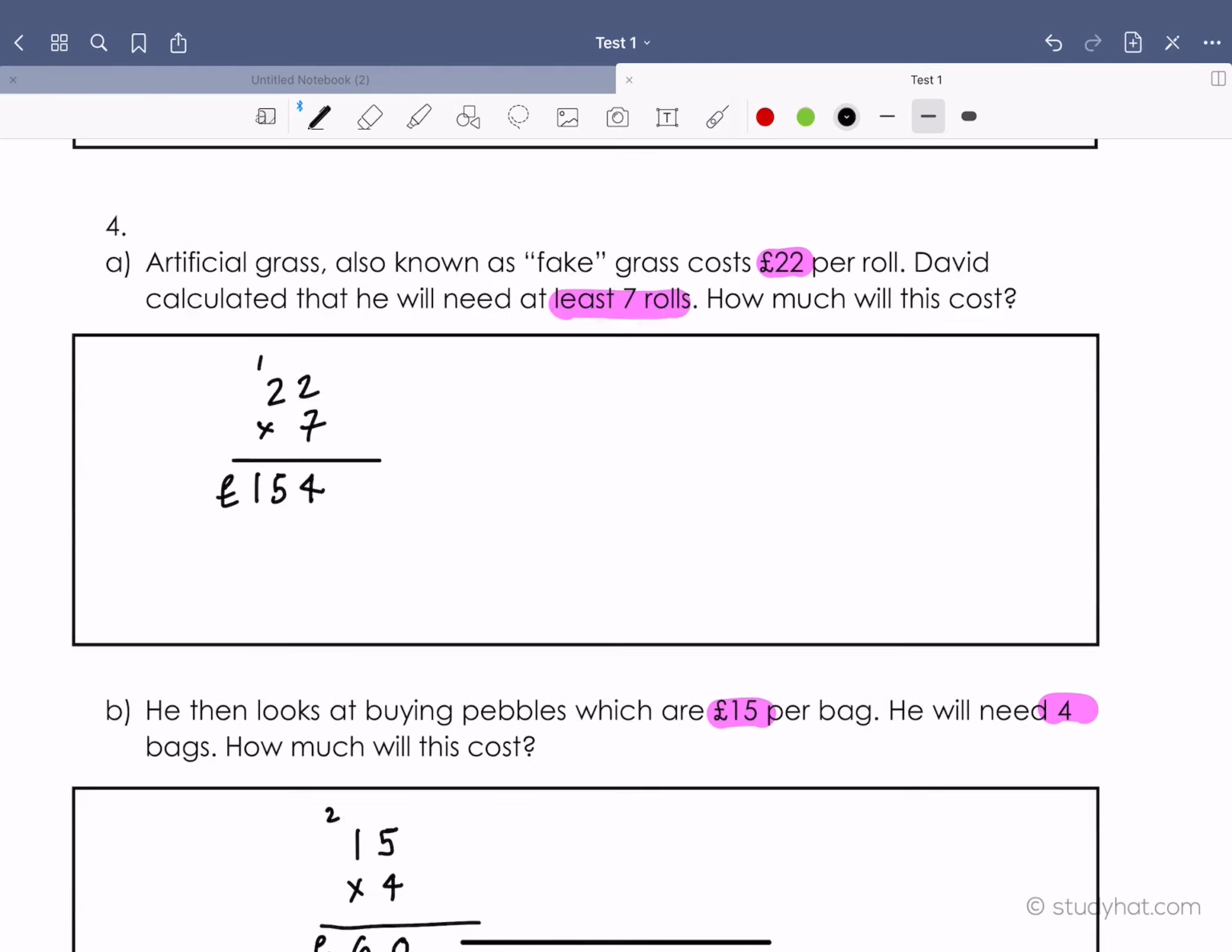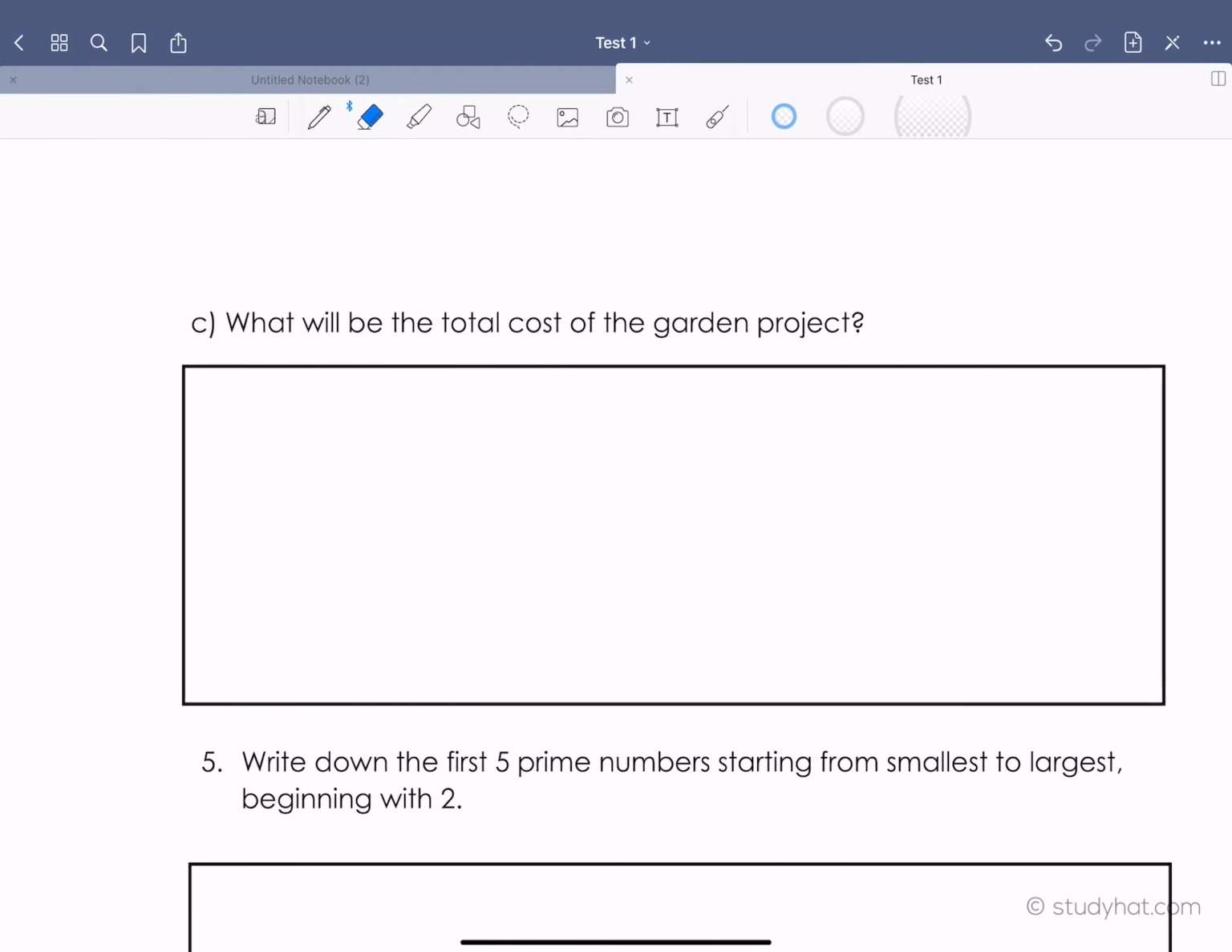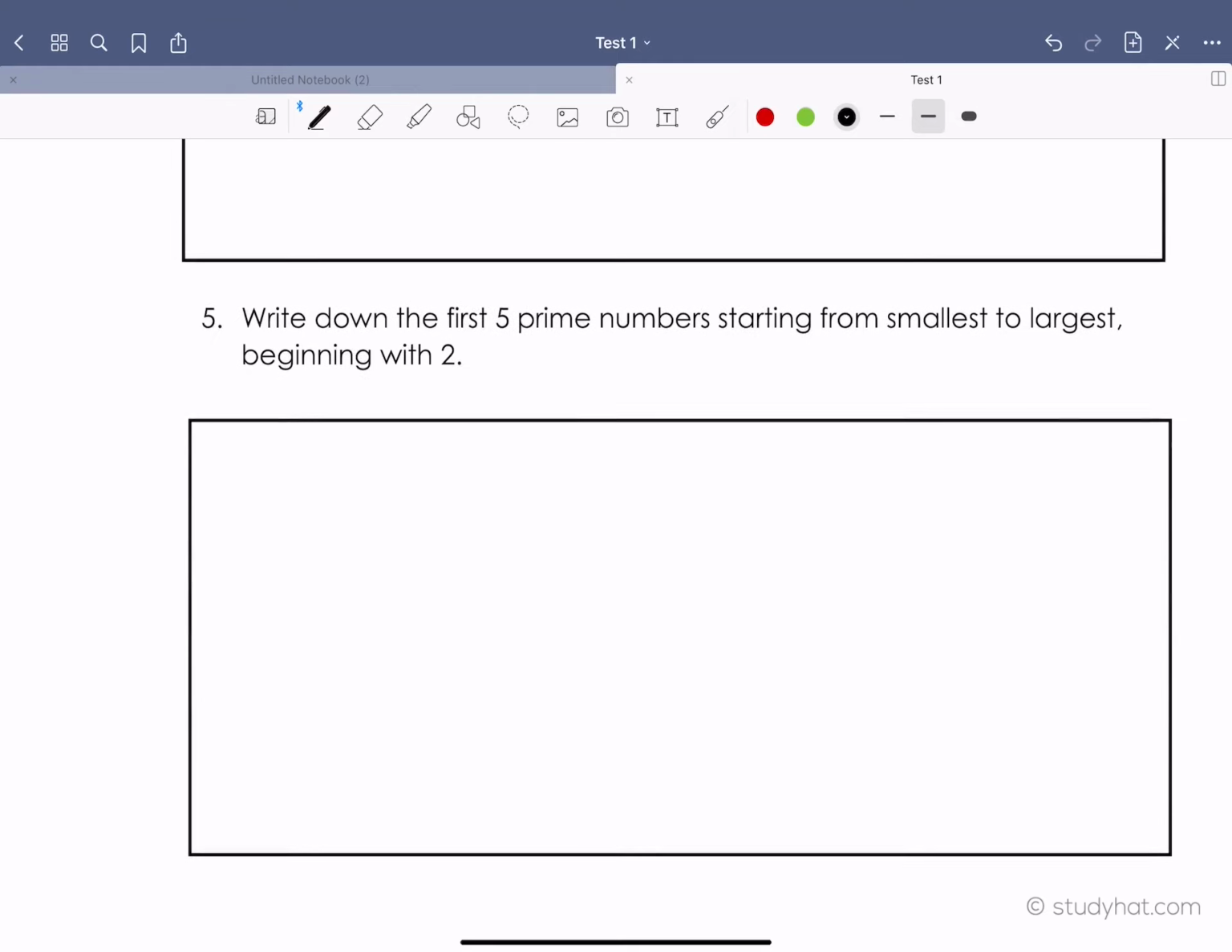Let's remember we had 154 for the grass and 60 for the pebbles. So we've got 154 plus 60. Again, we add that up. 4 plus 6 is 10, so we put the 0 here and carry over the 1. 1 plus 5 is 6, 1 plus 1 is 2. The total cost is 214.